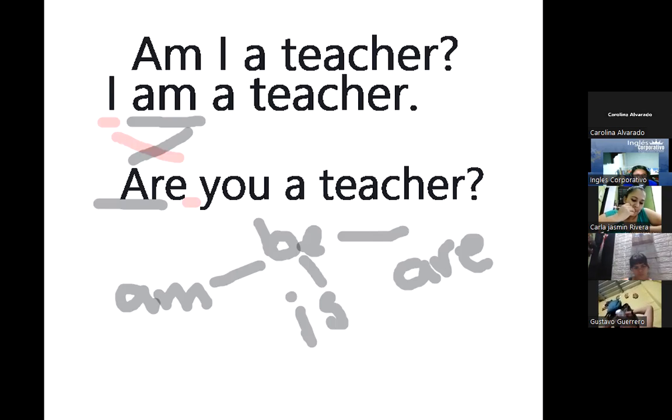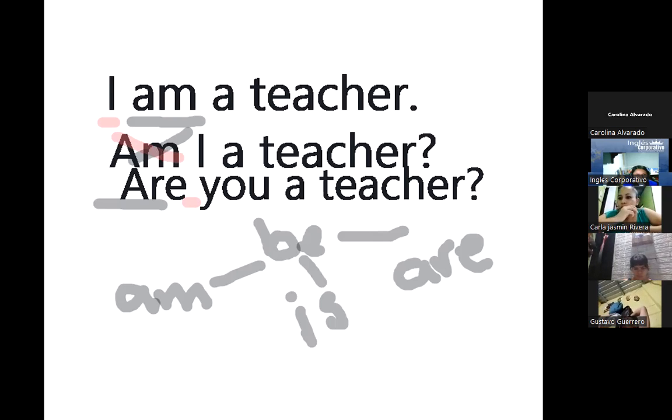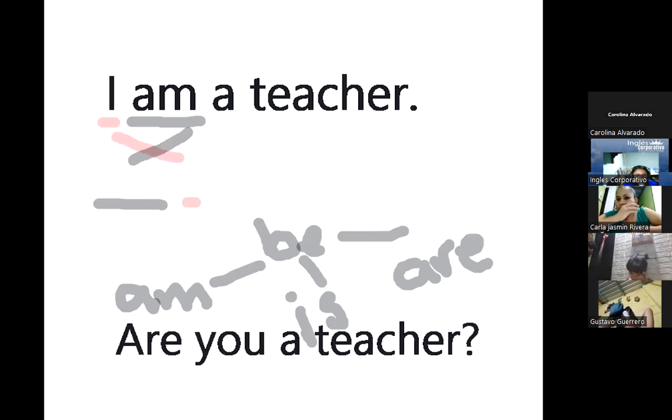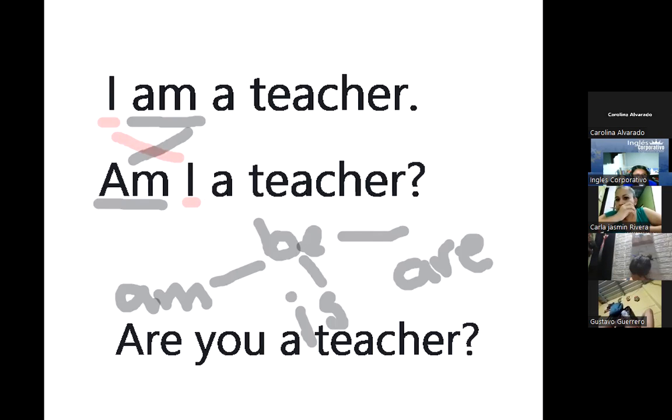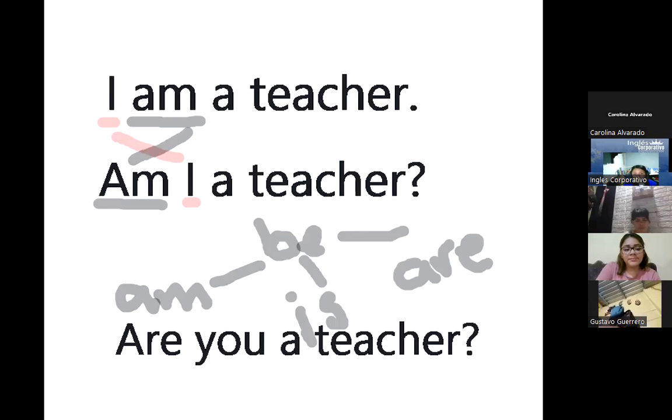Am I a teacher? Así. I ask you, am I a teacher? ¿Cómo me van a contestar ustedes? Yes, you are. No me puede decir yes, I am, porque no haría sentido la respuesta, ¿verdad? Am I a teacher? Yes, you are. Exactly.